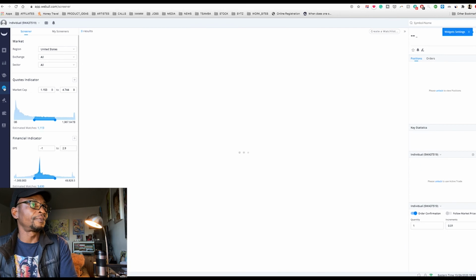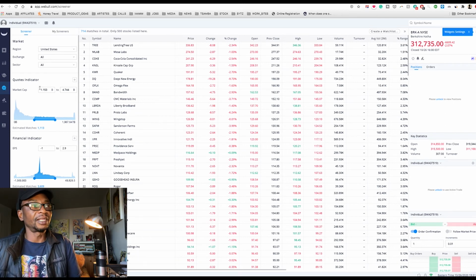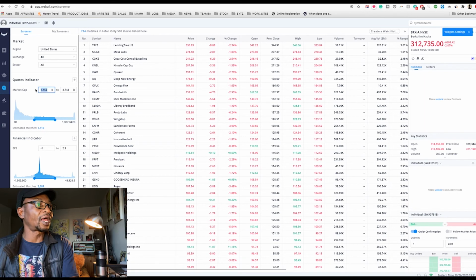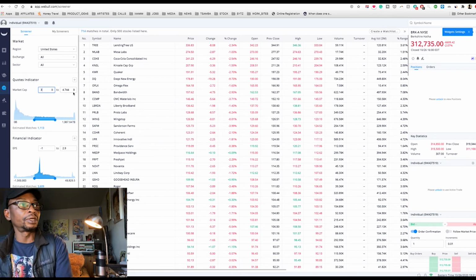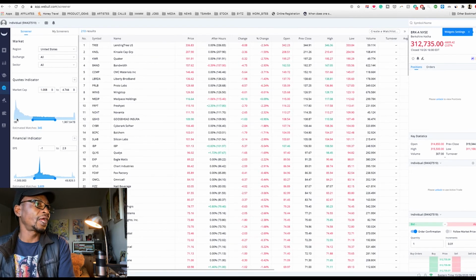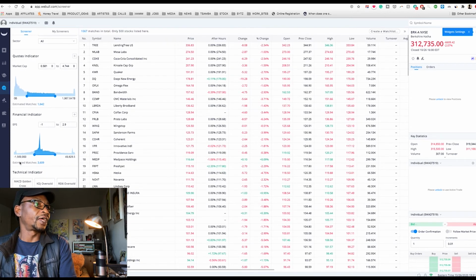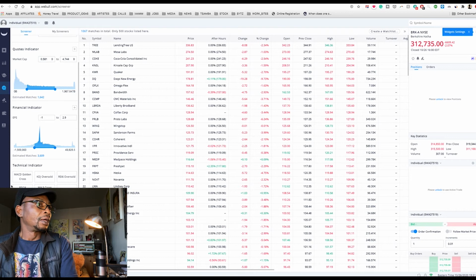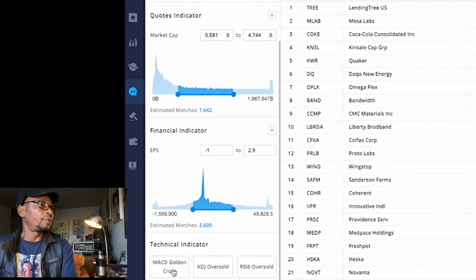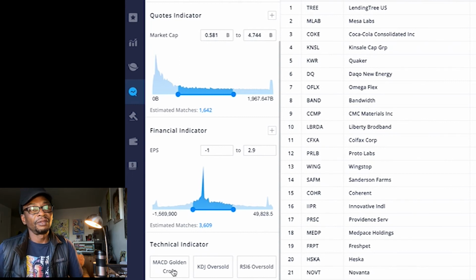Then you've got screeners, which are a list of stocks that you can customize again by putting in certain indicators that you like. For example, you can have a market cap of, let's say, 3 billion only to 4 billion, or whatever you want. And you can actually use this dragging tool over here. So financial indicators, you've got technical indicators. So when the MACD is Golden Cross, that's an interesting one. You should certainly look that up.